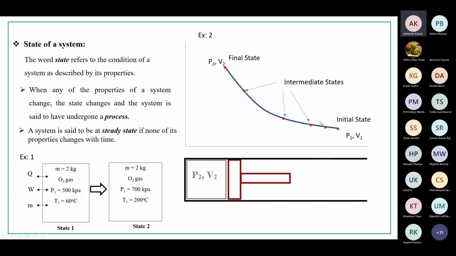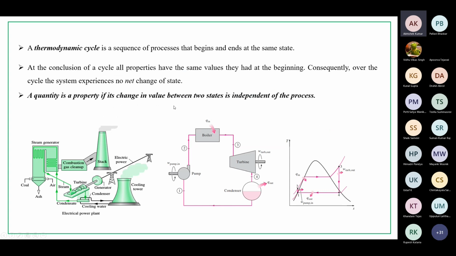We even have different types of processes. Those we will see later. Now we are going to learn another word over here, that is thermodynamic cycle. What is a thermodynamic cycle? A fluid undergoing many processes and then coming back to the initial stage, that we can call a cycle.